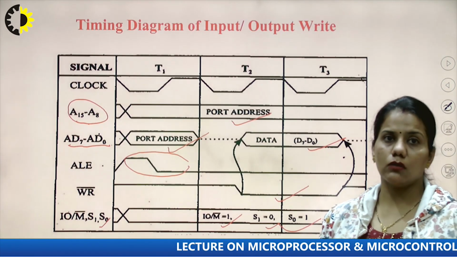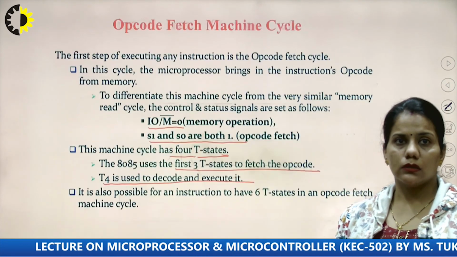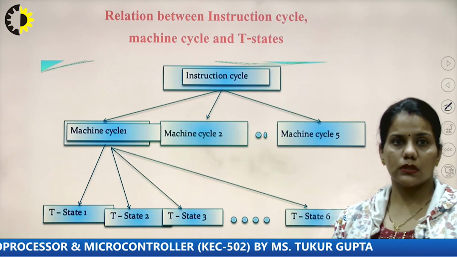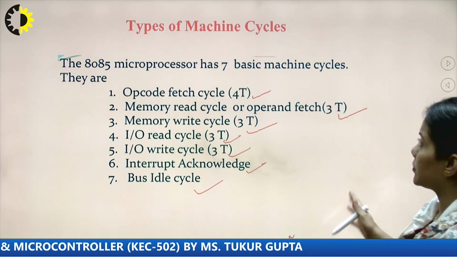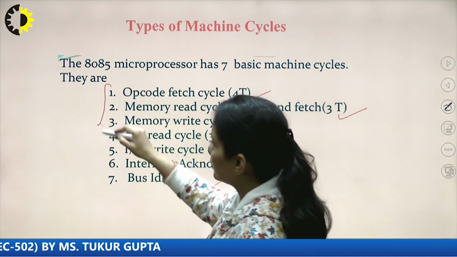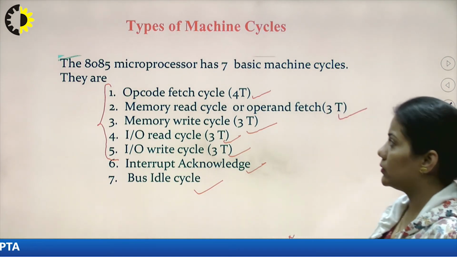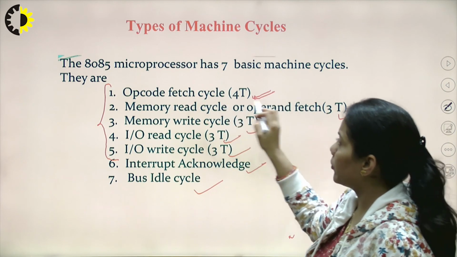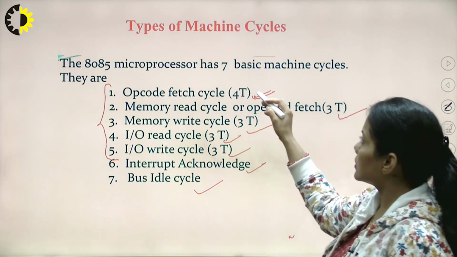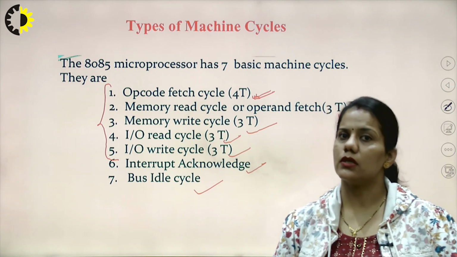So this completes all the timing diagrams. Just a brief recap of what we talked about today. We have 7 types of machine cycles, and from these 7 types today I discussed 5 machine cycles which are very important for every instruction. A common point to note is that the opcode fetch machine cycle is always the first machine cycle of any instruction, and it consists of 4 T states, which can extend up to 6 T states in certain instructions.